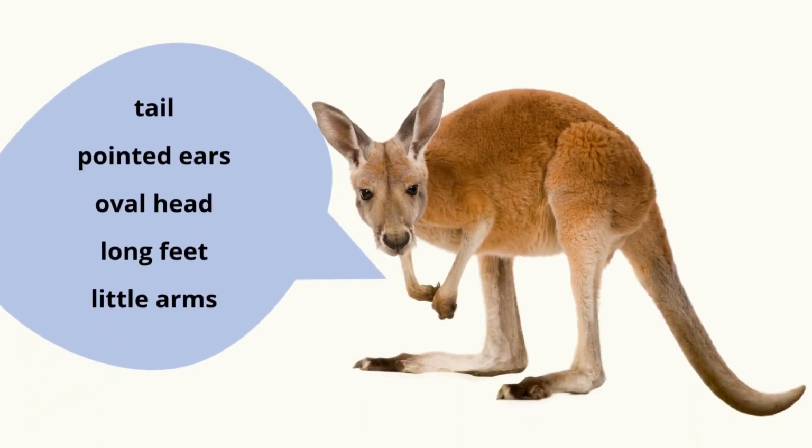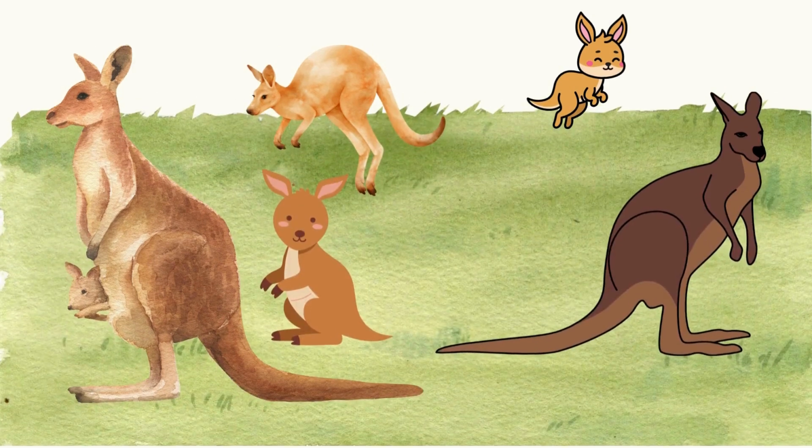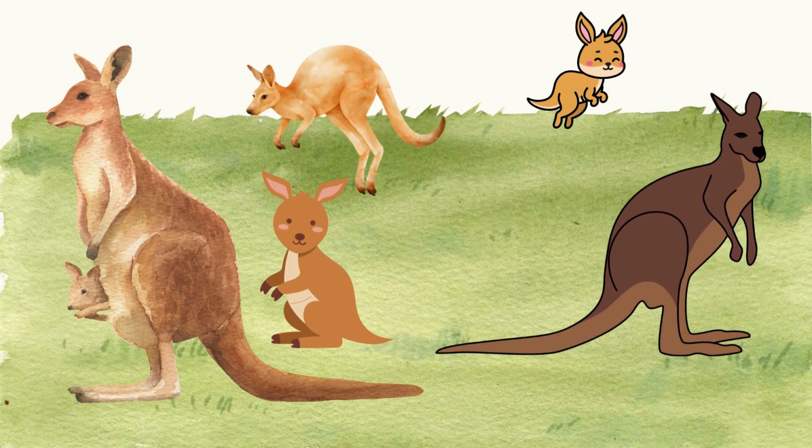What are the parts of a kangaroo? I see a tail, pointed ears, an oval head, long feet, and little arms. Let's look at some different kangaroos for ideas. What do you see? I see kangaroos in many different styles. There's no right or wrong way to make a kangaroo.